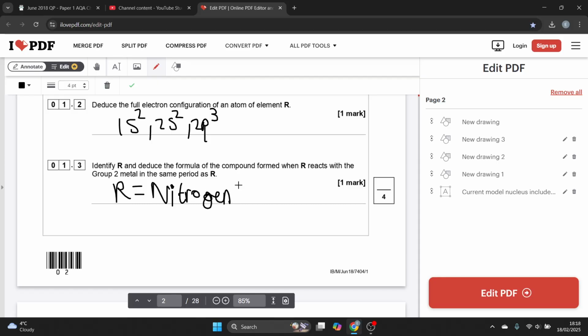And deduce the formula of the compound when R reacts with a group 2 metal in the same period as R. So you go to group 2, same period as nitrogen, and as a group 2 metal it's going to be beryllium, and then the formula is going to be Be3N2.